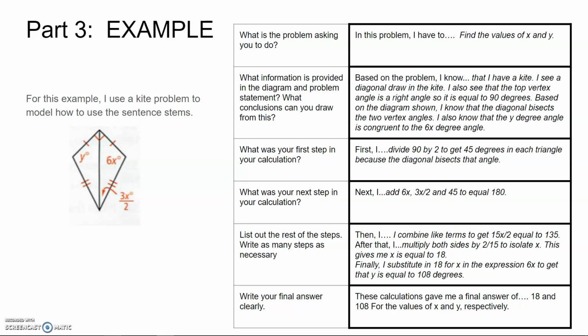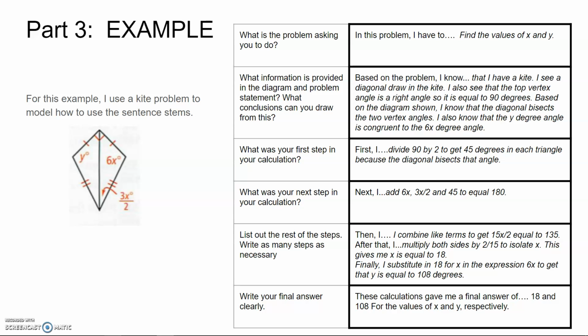Maybe that's finding a certain measurement of a segment or an angle or the value for some variables. The next step asks what information is provided in the diagram and problem statement. What conclusions can you draw from this? So the big key with this first step is that I do not do any calculations. In the first step, I'm stating what I see in the picture. And then I'm also talking about what properties I know about my shape.